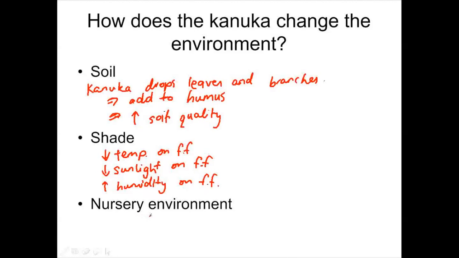Okay, nursery environment. So this produces a nursery environment. When I talk about nursery environment, you think of just nursery. We're going from a little kid, and we're getting them to grow up a little bit. So in terms of plants, nursery environment, we're going from a seed to a seedling. So the Kanuka produces a nursery environment because it's got the shade. The shade decreases temperature, decreases the sunlight, increases the humidity, which makes it suitable for wet seed.